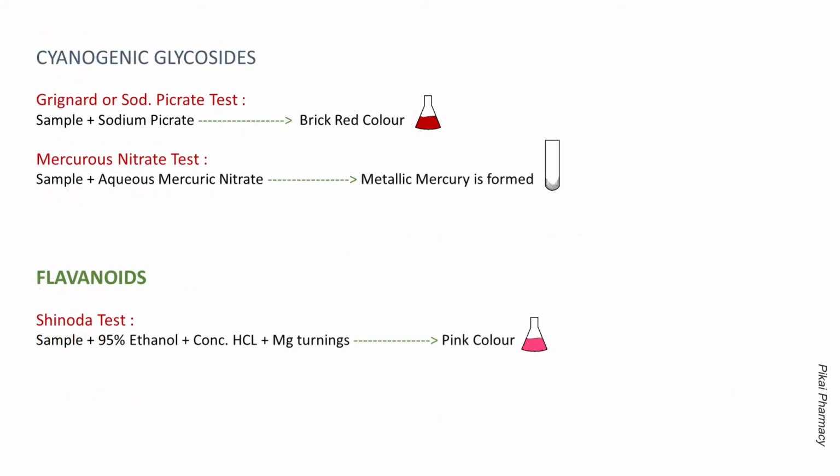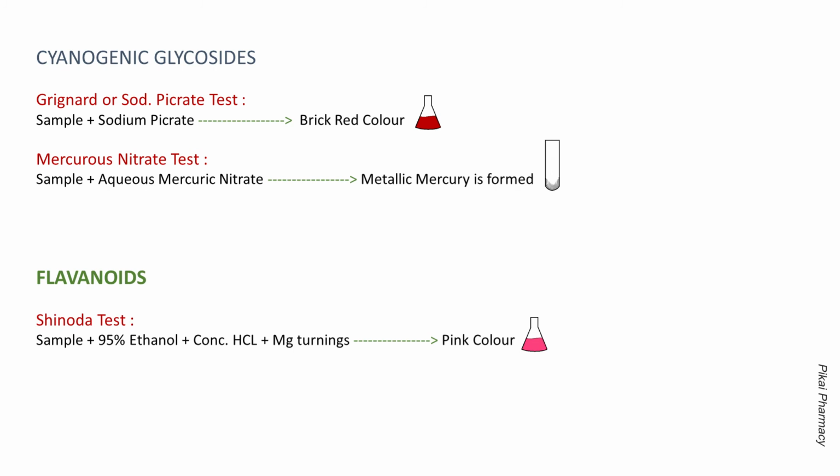Then comes the cyanogenic glycosides. Now under cyanogenic glycosides we are going to discuss two chemical tests. So the first one is Guignard or sodium picrate test. Now in this test, sodium picrate is added to the sample and if there is presence of cyanogenic glycoside, it will give a positive test showing brick red color.